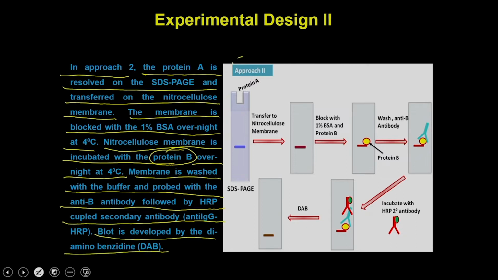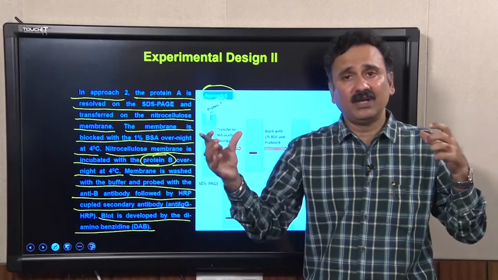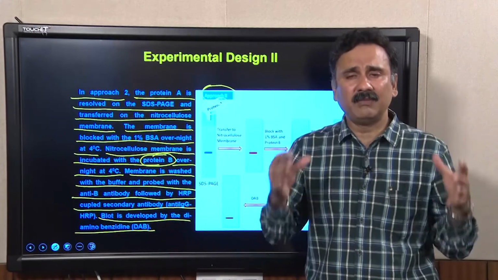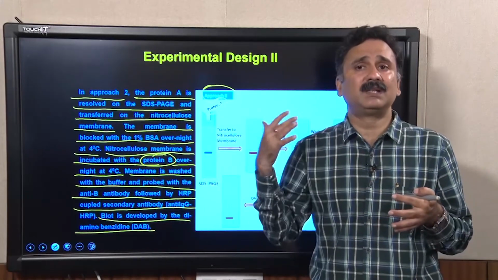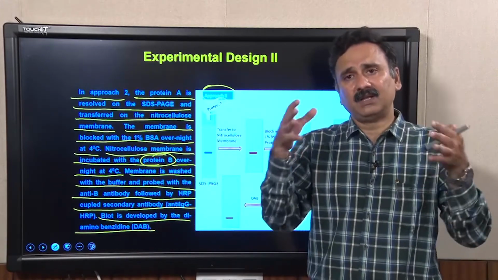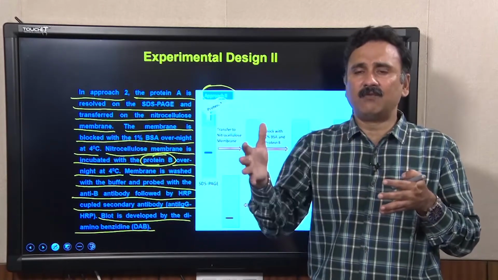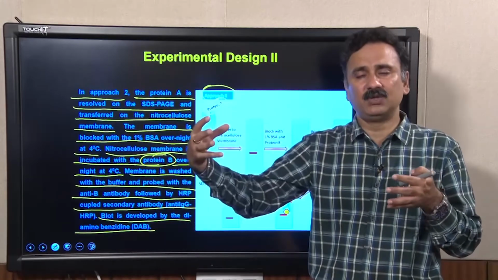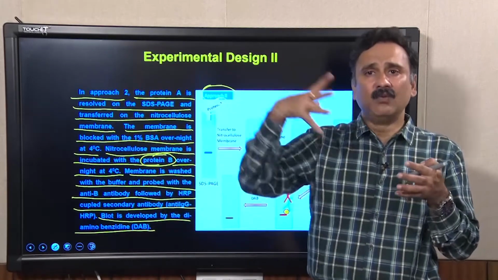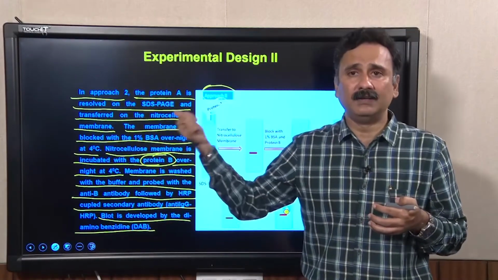So, in approach 2, what you are going to do is first resolve the protein A. Approach 2 is only going to work when protein A and protein B form a very stable complex where the 3-dimensional structure of A is not playing a role in forming the complex. Because if the 3-dimensional structure is playing a role and is providing a scaffold which is being utilized by B to bind, then this approach is not going to work. Then you have to go with approach number 1.